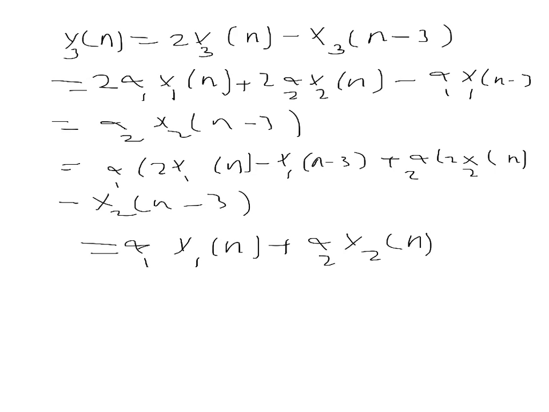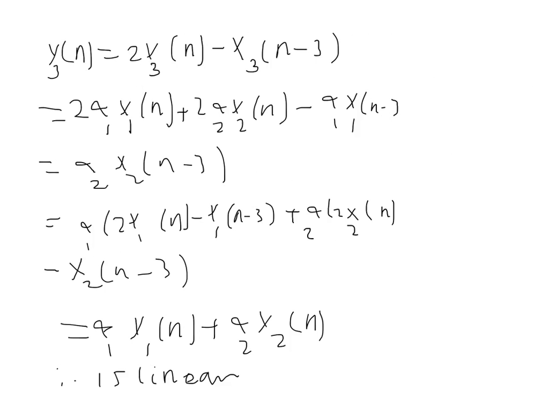Because the system satisfies the superposition property, we conclude that the system is linear. So it is linear. Now with part B, which is time invariance.